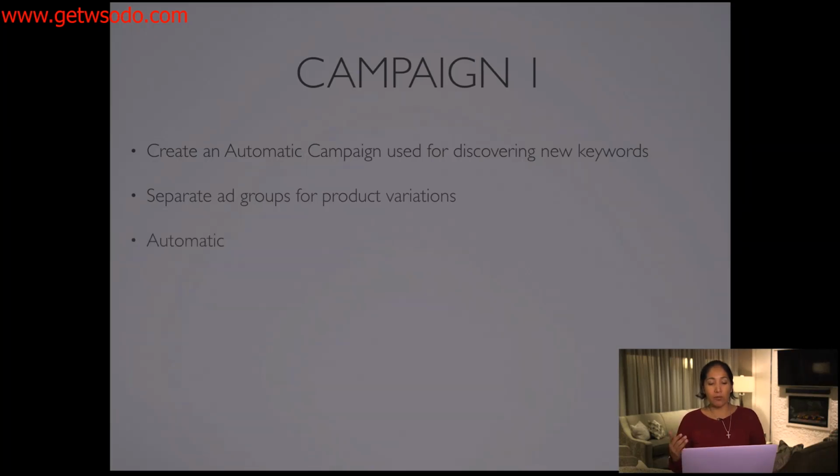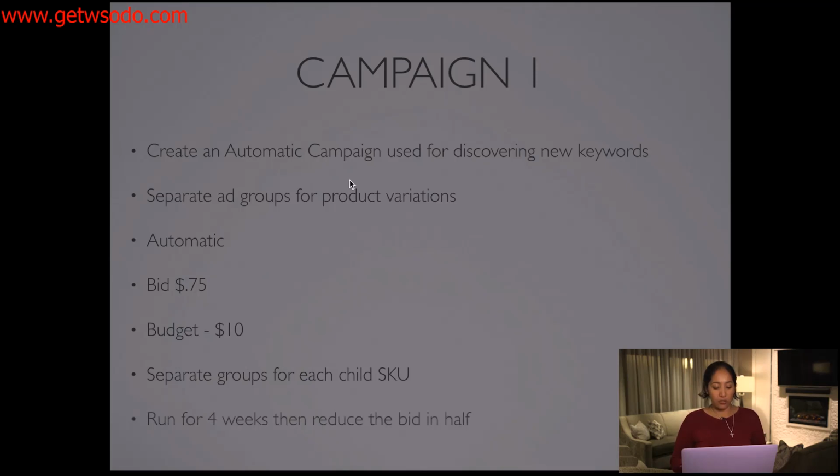Again, separate ad groups for product variations, but remember, start with your most popular one first and then add each variation a couple weeks after. This is an automatic campaign. You want to bid between 75 cents and $1.50. Your budget should be $10, and you want separate groups for each child SKU. You want to run for 4 weeks, then cut in half.